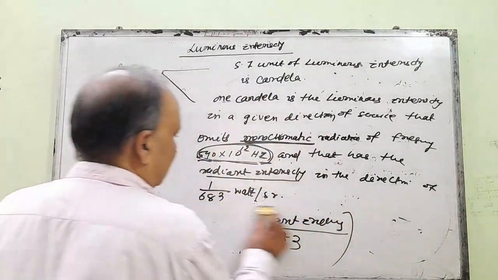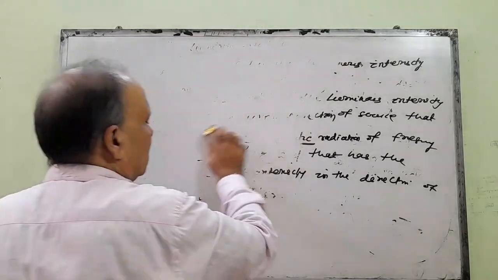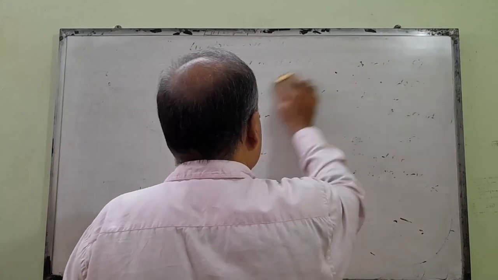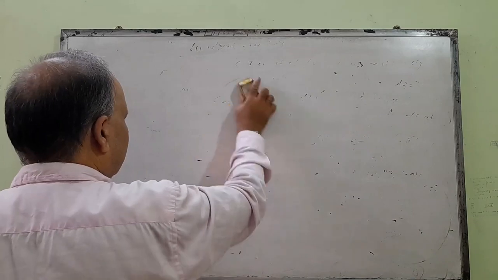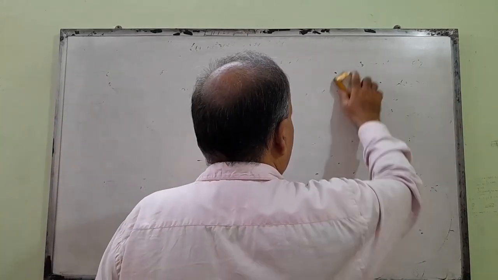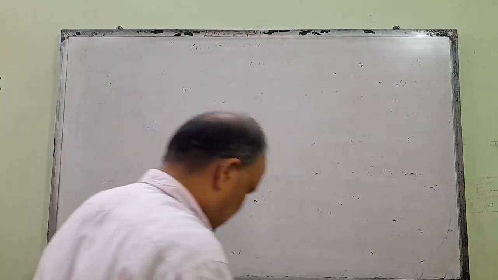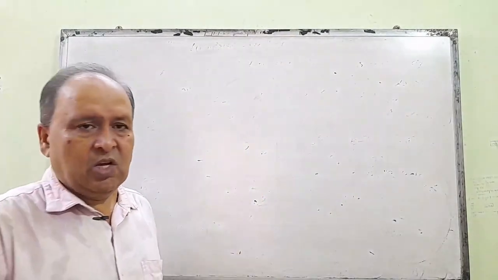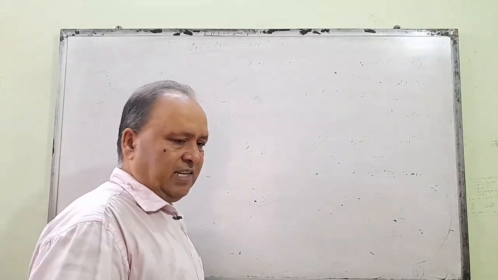So these are the fundamental units: your meter, kilogram, second, your ampere, Kelvin, your amount of substance, that is your mole, angle, solid angle, and 1 candela. So these are the questions. So you read this definition clearly.